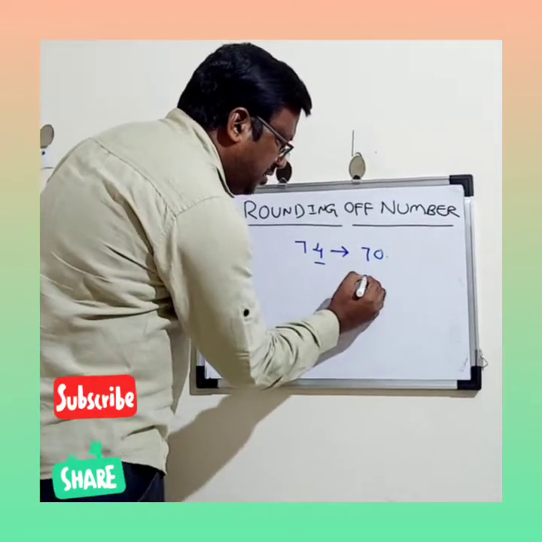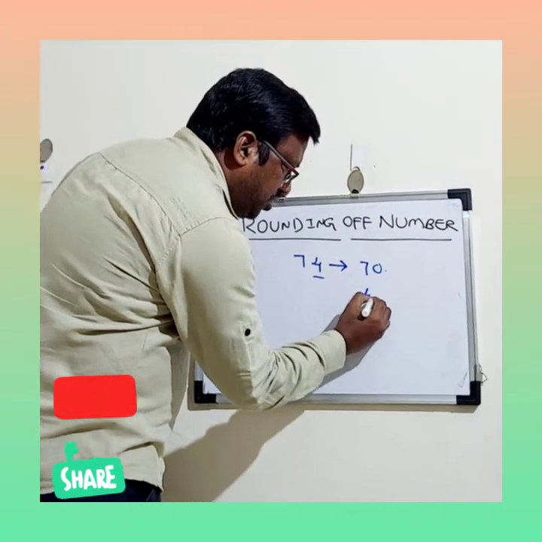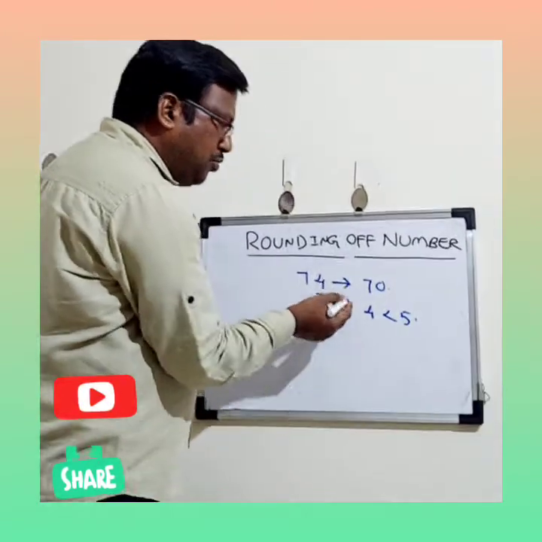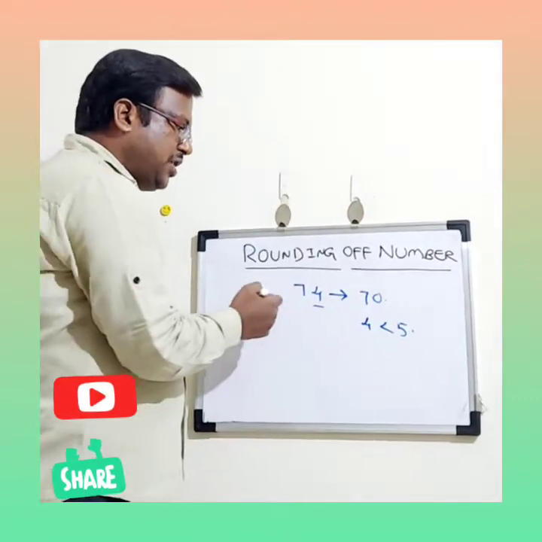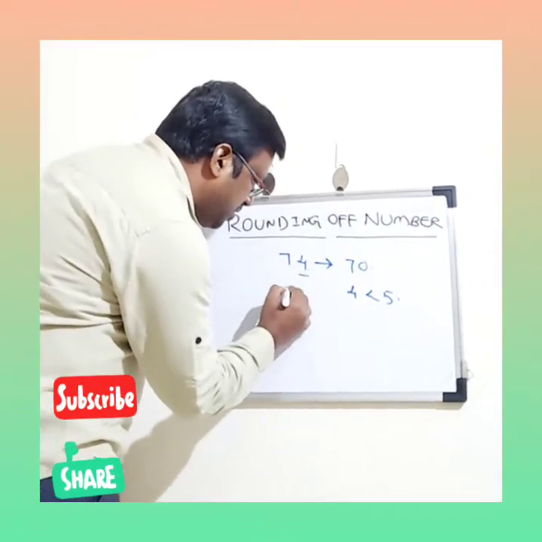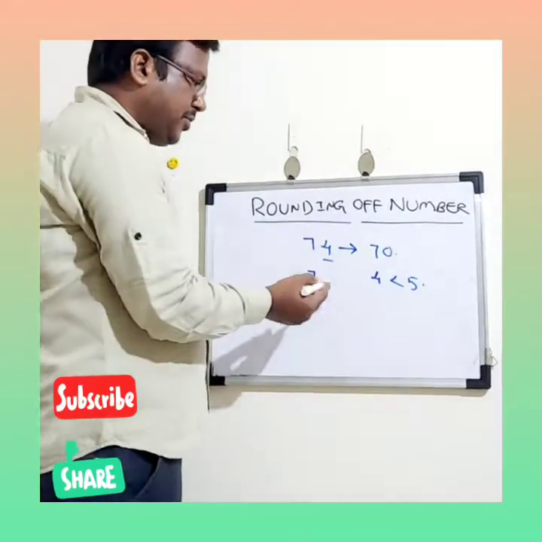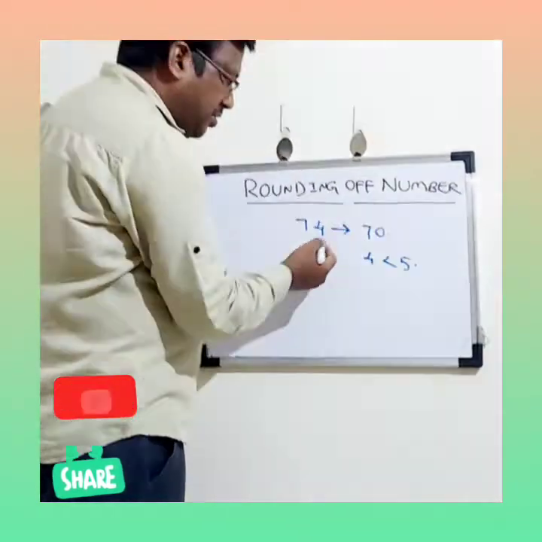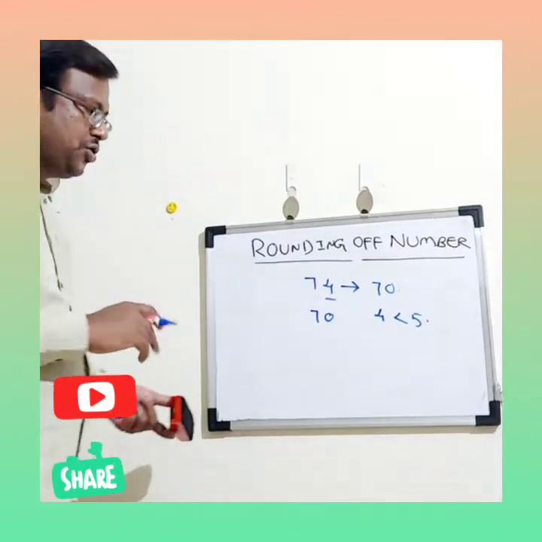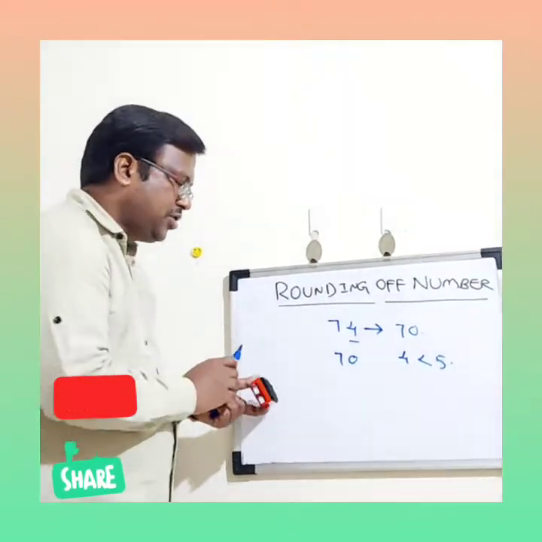The logic is, when the unit digit position is less than 5, to round this number to the nearest 10, just replace this unit digit position with 0. That is because 4 is less than 5. So what is the nearest tens value? 70.